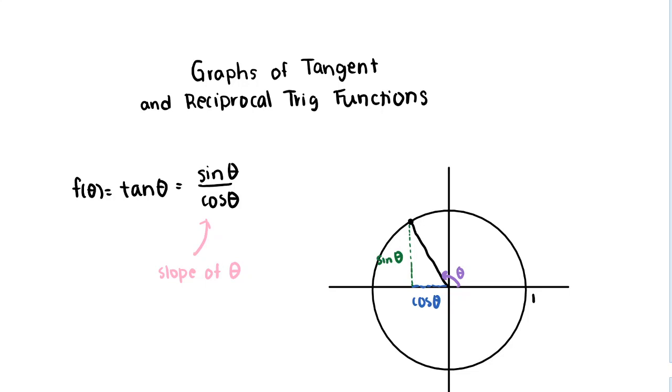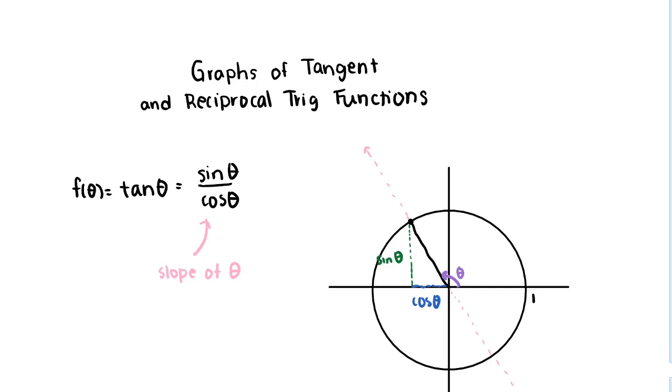And if we look at the slope of that line, if we imagine extending this line out, the change in y is exactly that sine of theta value, and the change in x is exactly that cosine of theta value. So we can view tangent, sine of theta divided by cosine of theta, as the slope of this line. This is a pretty useful way of thinking about tangent, and it gives us some nice intuition.